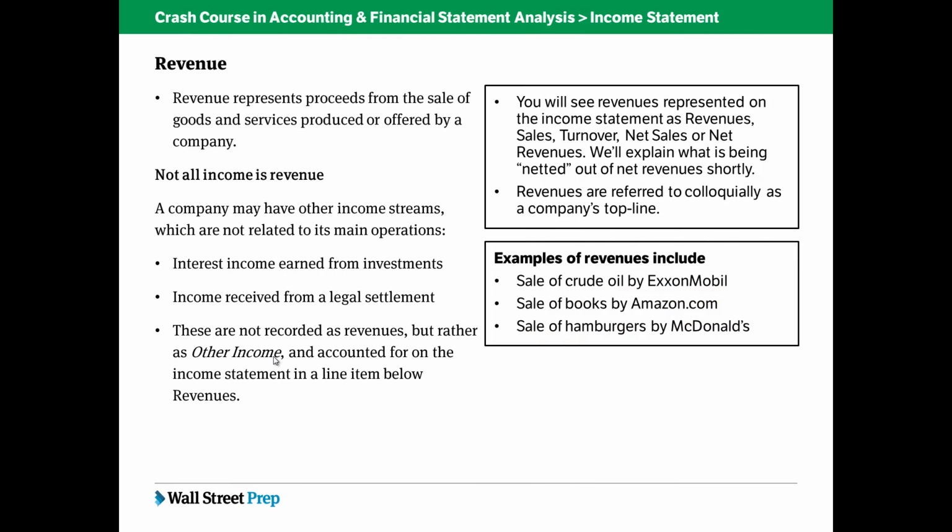So let's start at the top, revenue. Revenue represents proceeds from the sale of goods and services produced or offered by a company. Not all income is revenue. A company can have other income streams. We already saw that there's interest income and things like that, but those aren't related to its main operations. Really, revenue is income that is tied to the direct operations of the business. So interest income and income received from a legal settlement are not recorded as revenue, but rather as other income. Revenue is also called net sales, or turnover outside of the United States.